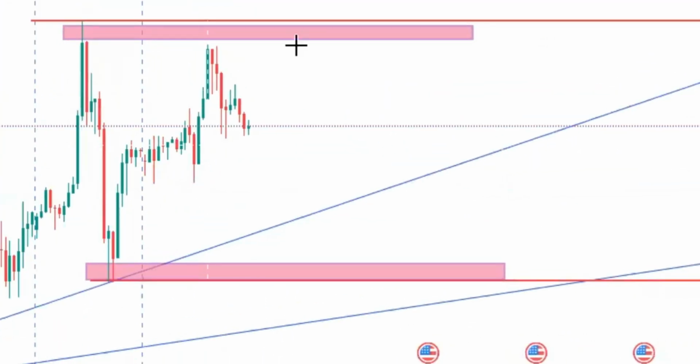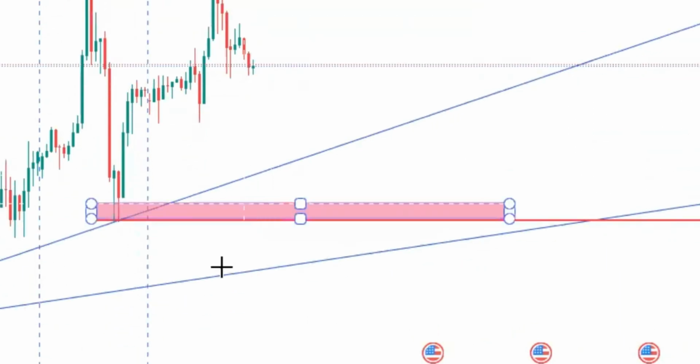So two cases here. If we break on this pink zone here, we are heading to the upside. The uptrend is still continuing. If we break on this low, if we take out this low to create a lower low, then we have reversed from being an uptrend to a downtrend.